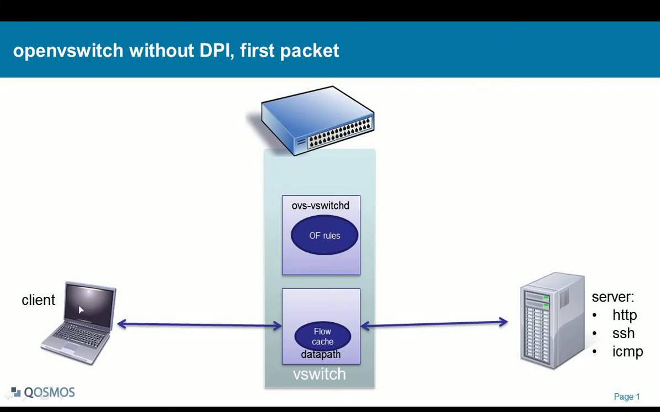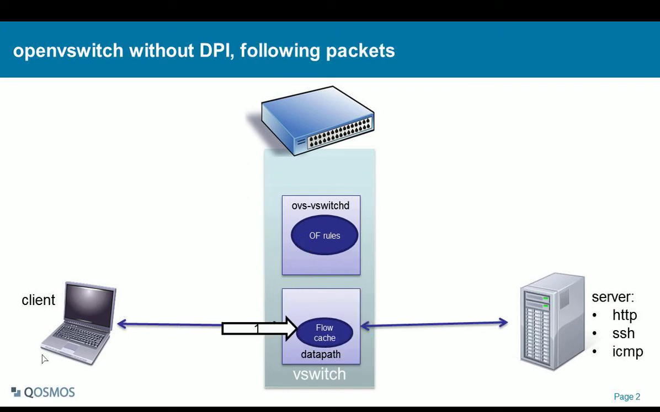So when a client connects to a server via vswitch, what happens on the first packet? This is a new flow. The packet arrives in the flow cache. We have a cache miss as it's the first packet of the flow. The packet is sent via upcall into the vswitchd. We have a lookup in the OpenFlow rules, and the destination of the packet and the proper actions are found, updated in the flow cache, and the packet is sent out.